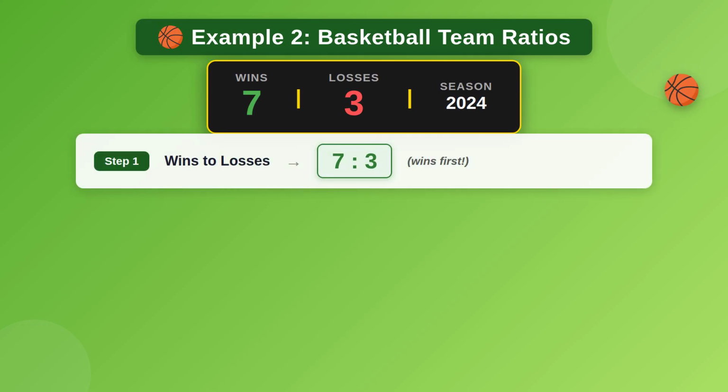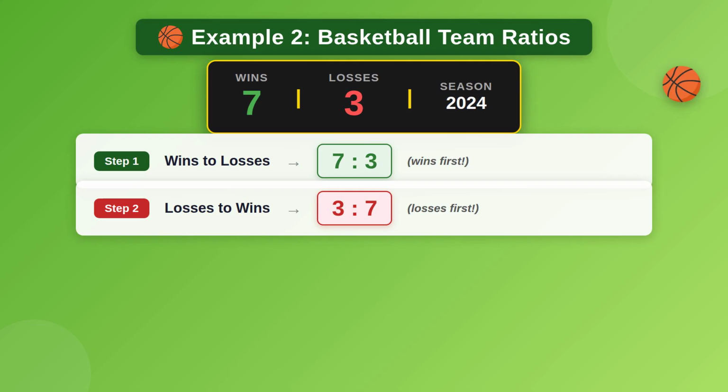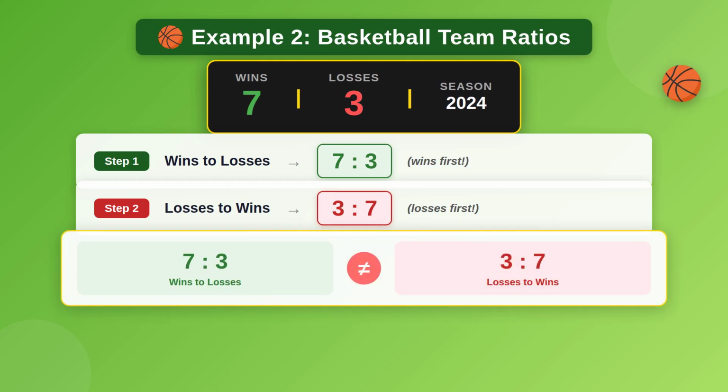Now let's try a sports example, because Maya loves basketball. Her school team has 7 wins and 3 losses this season. Let's write the ratio of wins to losses. The first quantity, wins, is 7. The second quantity, losses, is 3. So the ratio of wins to losses is 7:3.